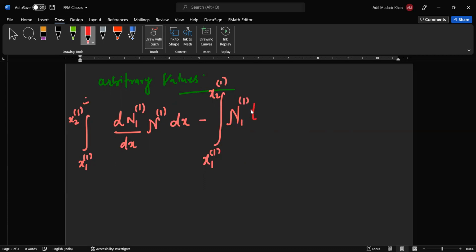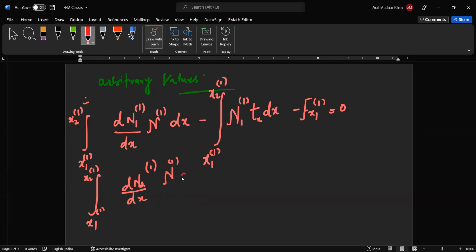n1 of element 1 t of x dx. Okay, this subscript as t of x, or t as a function of x, that's fine, minus fx1 for element 1 is equal to 0, as well as integral going from x1 to x2 dn2 for element 1 by dx and 1 dx minus integral x1 to x2 and 2 t of x dx minus fx2 for element 1 is equal to 0.